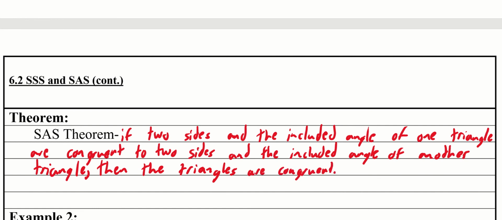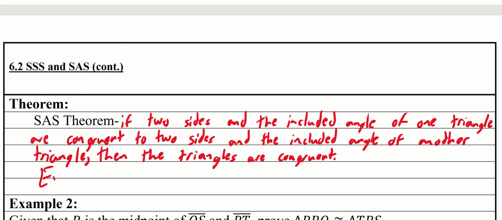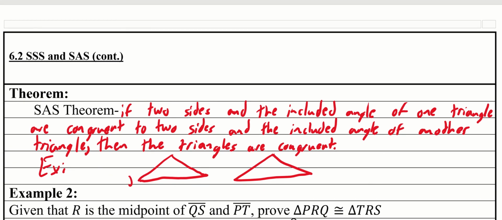So again, another shortcut where I really only need 3 pieces of information as opposed to 6. In this case we don't even need all 3 sides, we just need 2 of them and what we call the included angle. So for example, let's draw this triangle and this triangle, and I'll label these JKL and MNO. If I want to match this theorem, I'm looking for 2 pairs of sides. For instance, JK and MN is one pair, KL and NO is another.